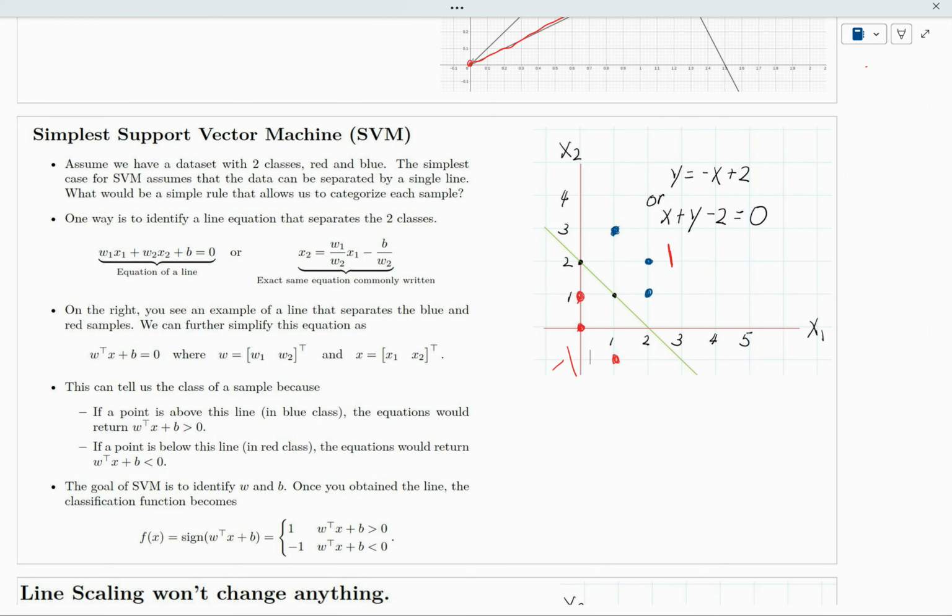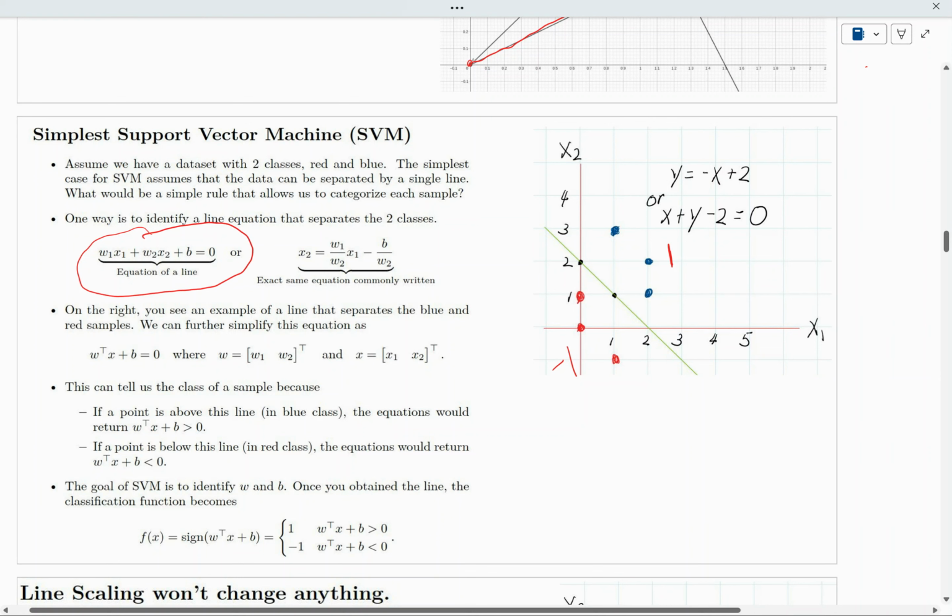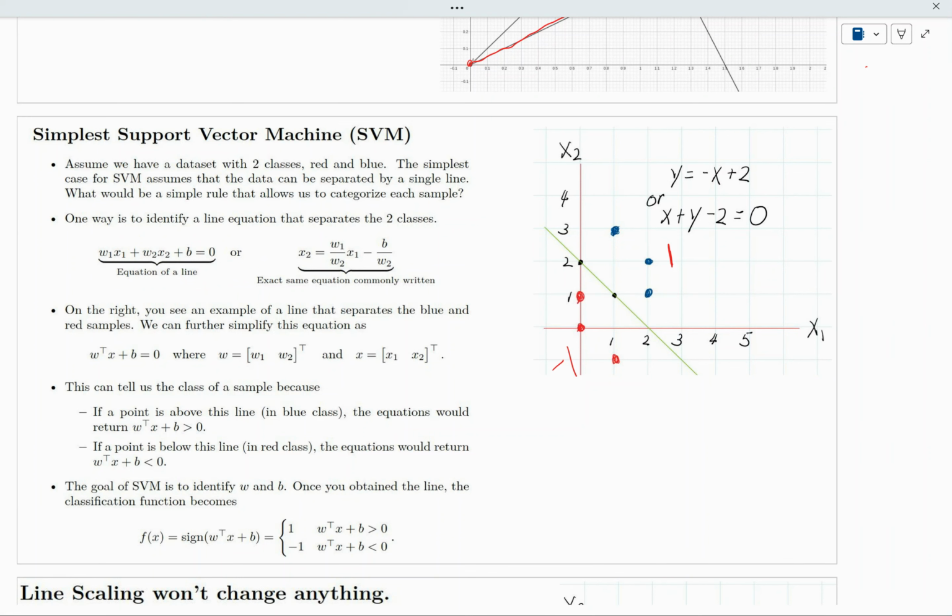So what we do is we identify the equation of a line that separates the two classes. The equation of a line looks like this. You can also write it this way, but for this class, we're going to focus on this version of the equation of a line, which means it doesn't matter what x1, x2 you plug in, all those points are going to be 0. So when you plug any x along the line, it's going to be 0 along the line. Now, if you plug in any x1, x2 that's in the blue, well, that's above the line.